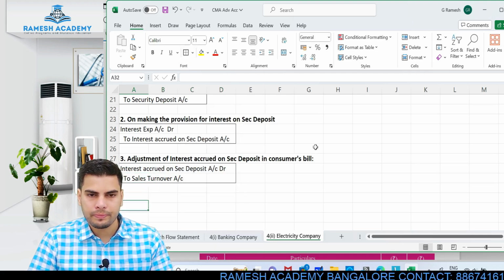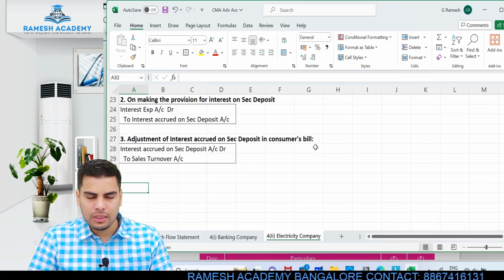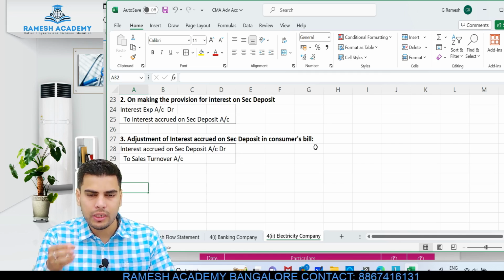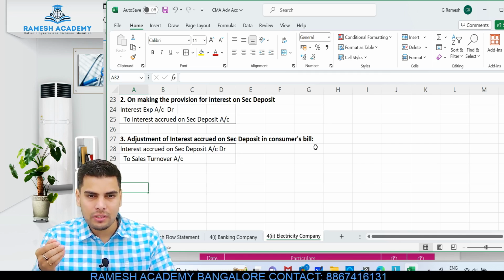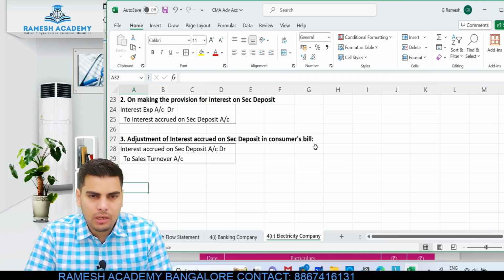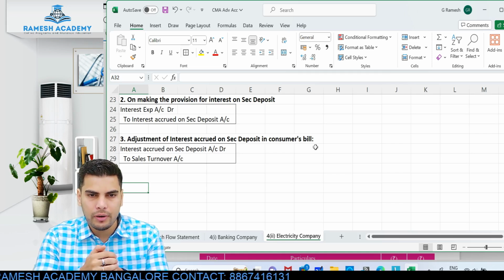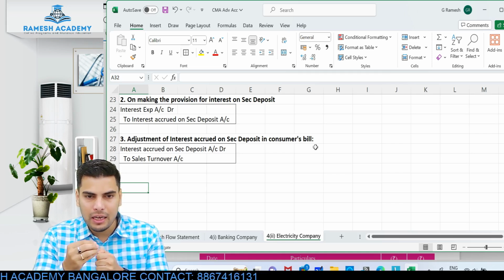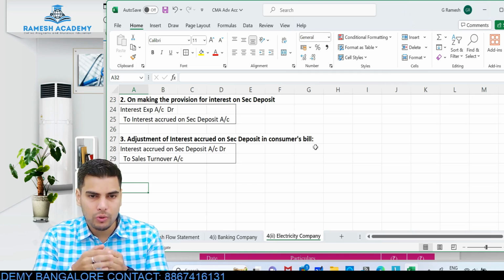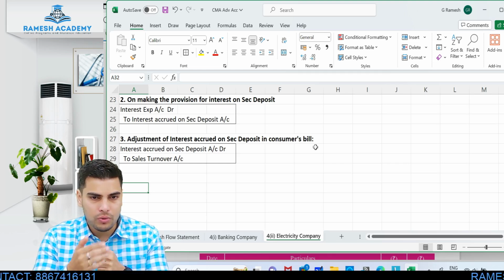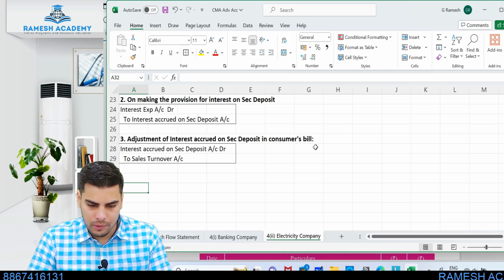Is this clear? Just remember these three entries. When I collect this particular deposit: bank account debit to security deposit. For creating the provision when this interest is payable: interest expense account debit to interest accrued on security deposit, or interest payable on security deposit. Finally, when we are adjusting this amount against this particular consumer bill, the entry will be very simple: interest accrued on security deposit account debit to sales turnover account. Just try to remember these entries.